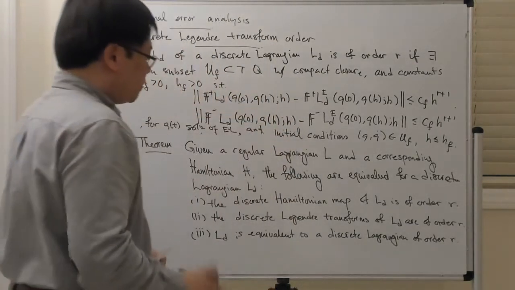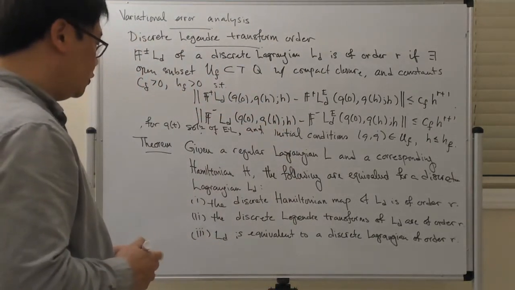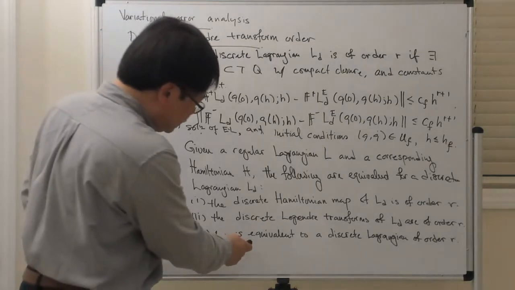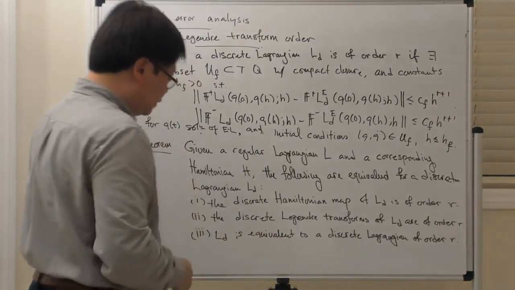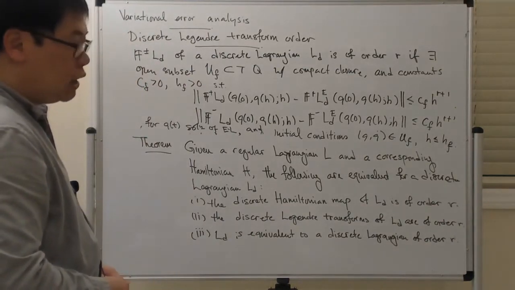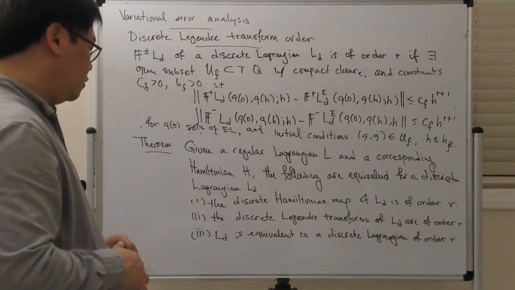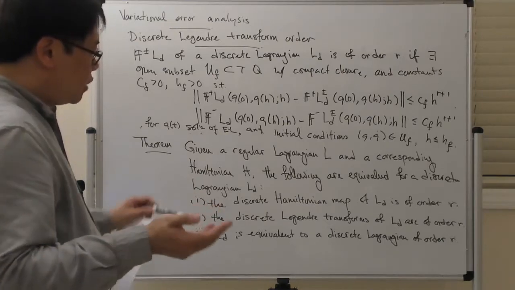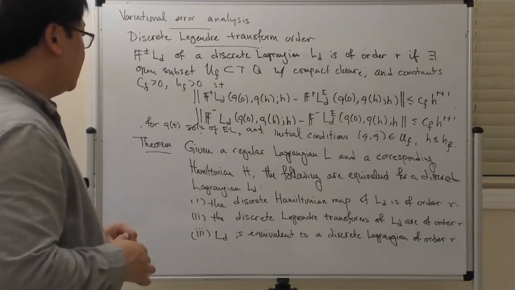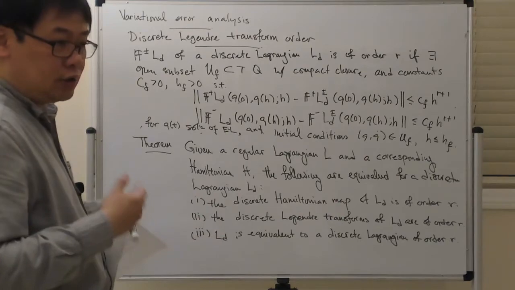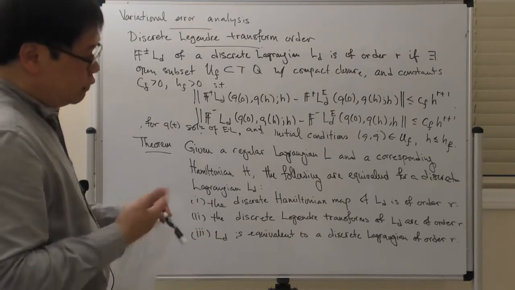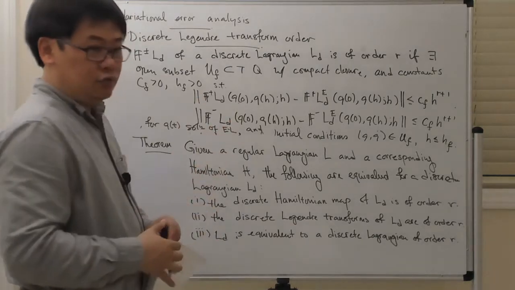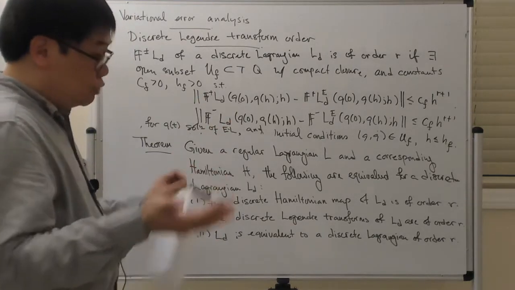So I'm not going to prove this, but I will at least make the following comment about the last equivalent statement. The reason why I say that LD is equivalent to a discrete Lagrangian of order R is more or less that if you take a discrete Lagrangian and you add a constant to it, then clearly it doesn't change anything in terms of the symplectic maps it generates or the numerical method it generates, but it would then not agree with the exact discrete Lagrangian, as you might expect, to any order.